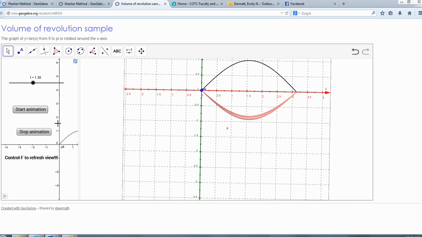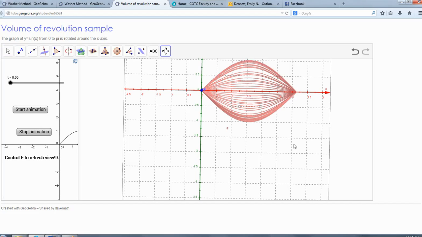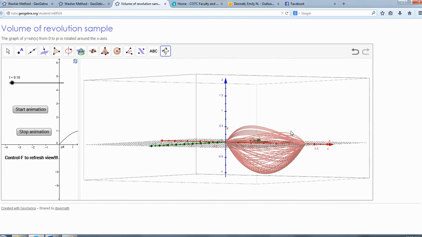So let me start the animation here. That's what these red lines are. You'll see it's coming out and it's going to create this 3D shape all the way around. It's something that's very hard to draw and very hard to visualize because you're literally jumping out of the paper, rotating it around. And what's really cool here in GeoGebra is that I can rotate this for you.